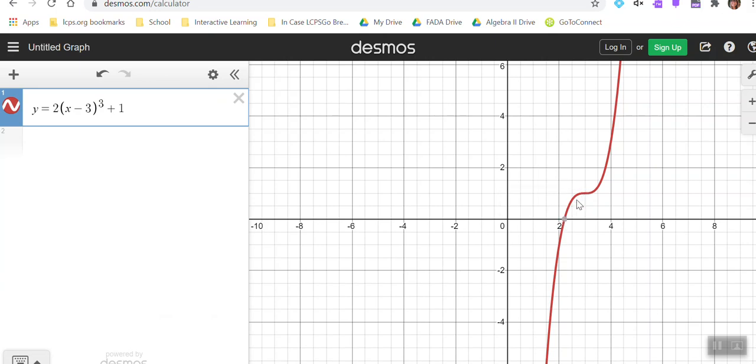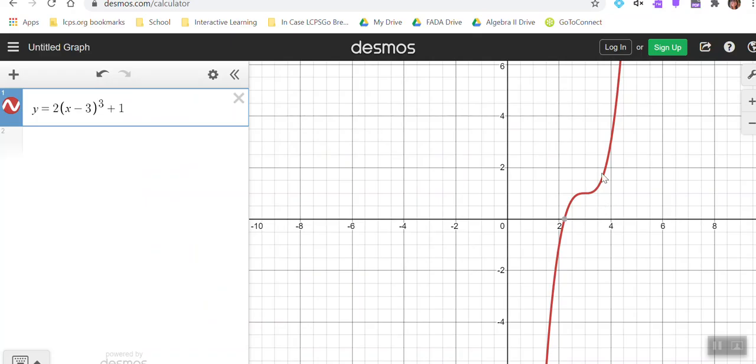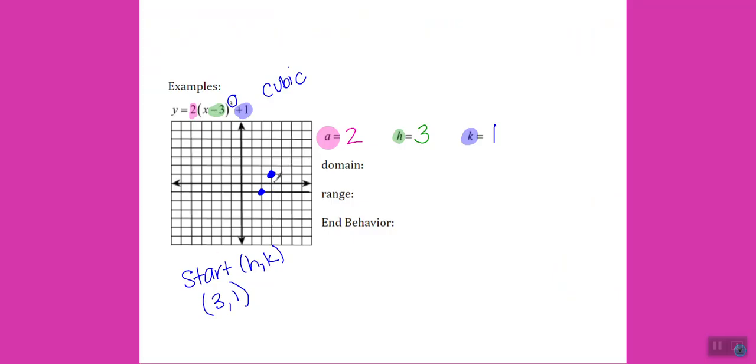That's not a nice exact point. Let's see what we can see. It looks like it crosses at (2, -1). Also looks like (4, 3). So that kind of helps me sketch out my curve.